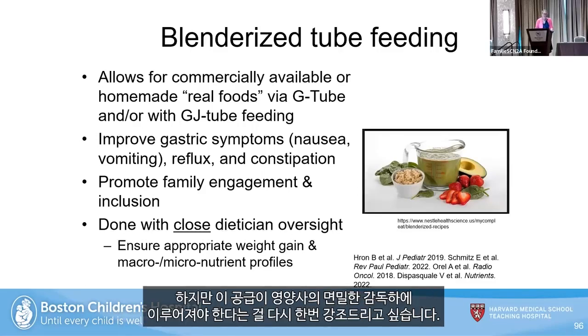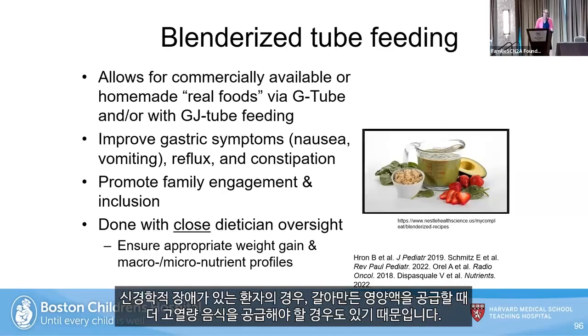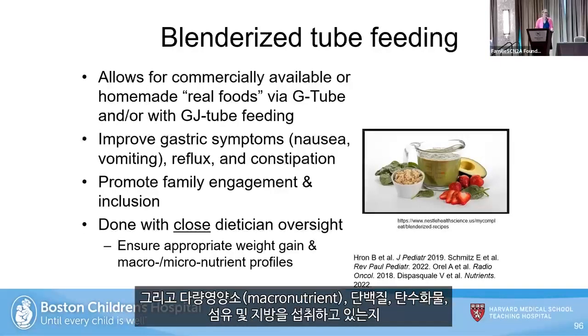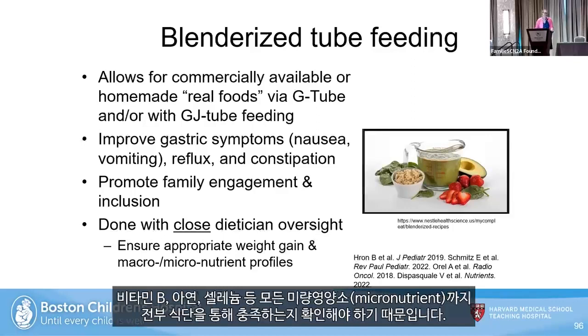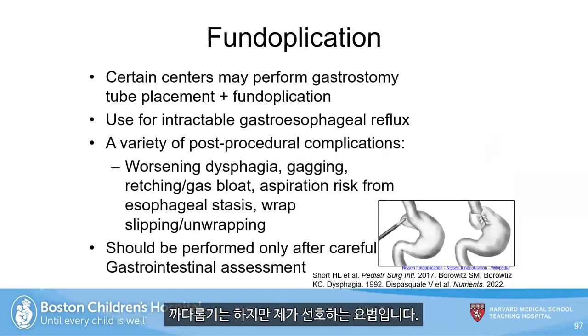But I will stress, and can't stress this enough, that it has to be done with close dietitian oversight, because patients with neurologic impairment may sometimes need higher calorie needs on a blenderized tube feed, and we have to make sure that we're getting their macronutrients, their proteins, carbs, and fat, as well as micronutrients. All your B vitamins, zinc, selenium, you name it, need to be met by the diet. But I'm a big fan.